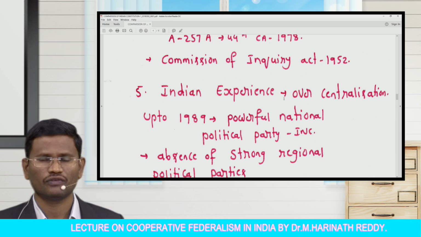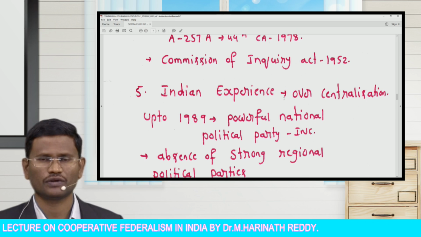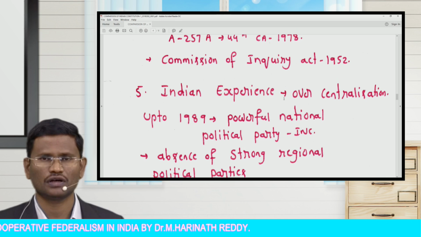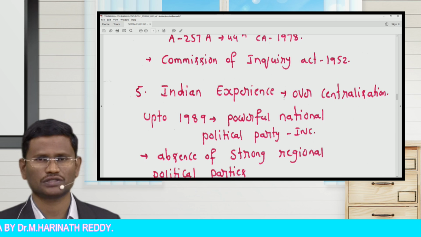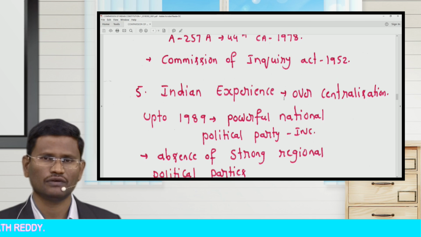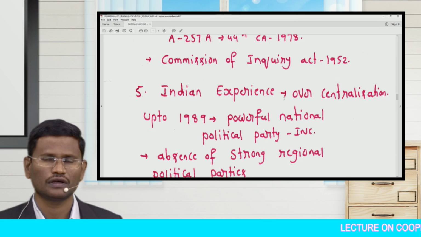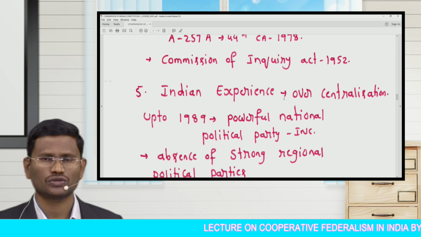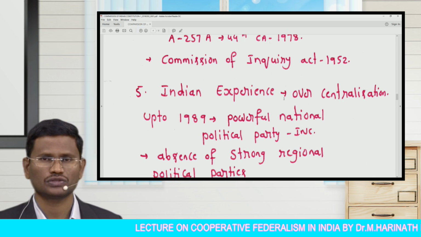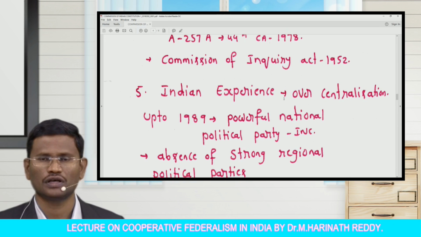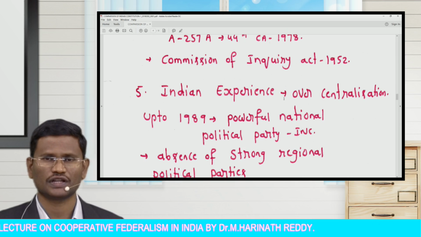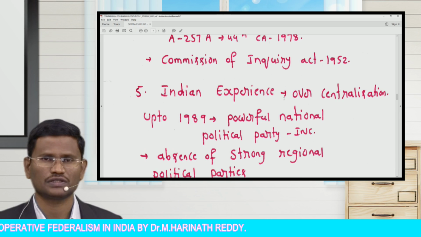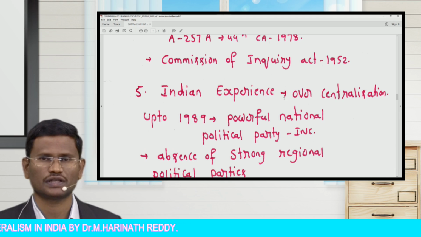So in the first phase, from 1950 up to 1989, because of the strong domination of one national political party, the Indian National Congress, at the national level and in most of the state governments, there was no real idea of cooperative federalism. Thus, the constitution worked more like a unitary constitution rather than a federal constitution. The autonomy of the states was not respected. The autonomy of the states was always under serious threat.